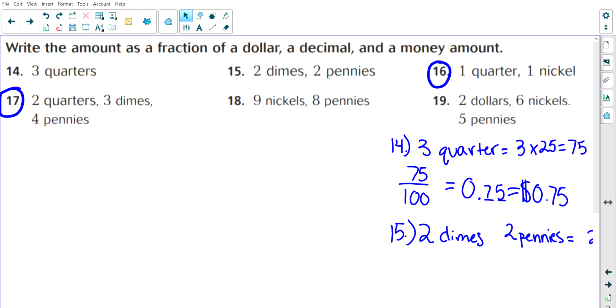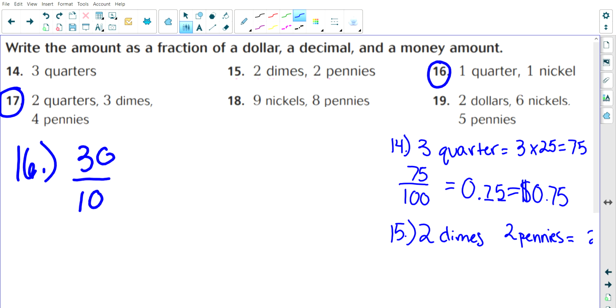Put those over there. Okay, so number 16, you should have had 1/4 is 25 plus a nickel is another 5, so 25 and 5 is 30. So your fraction should have been 30 hundredths, which equals 0.30, which equals 30 cents.